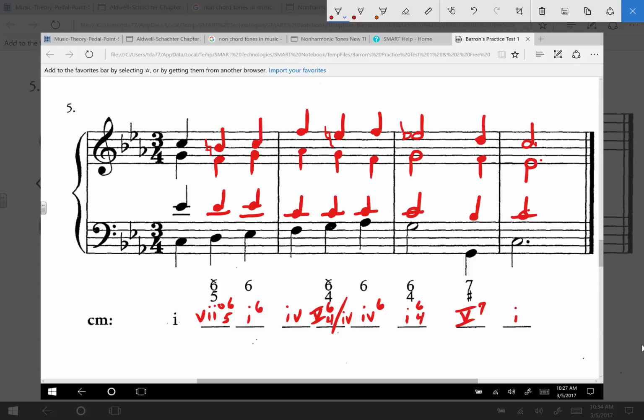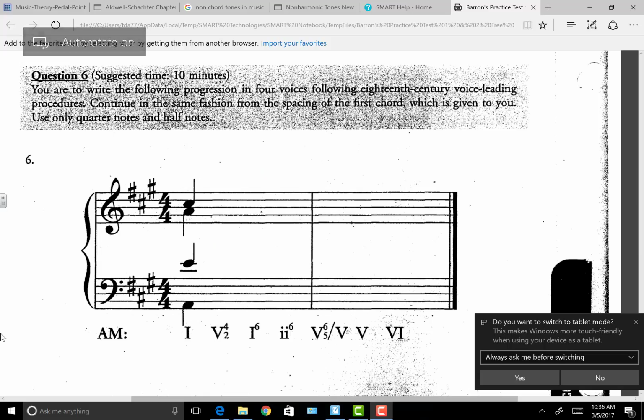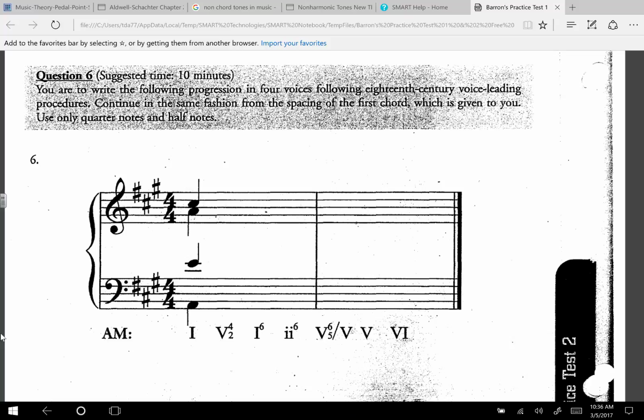So again, people make mistakes on this because they forget to put in the accidentals that they need. So you really have to observe your figured bass carefully. Then double check, triple check, make sure that you're not breaking any part writing and voice leading rules that we know. I'd love to see what you came up with. So let's move on to question 6.